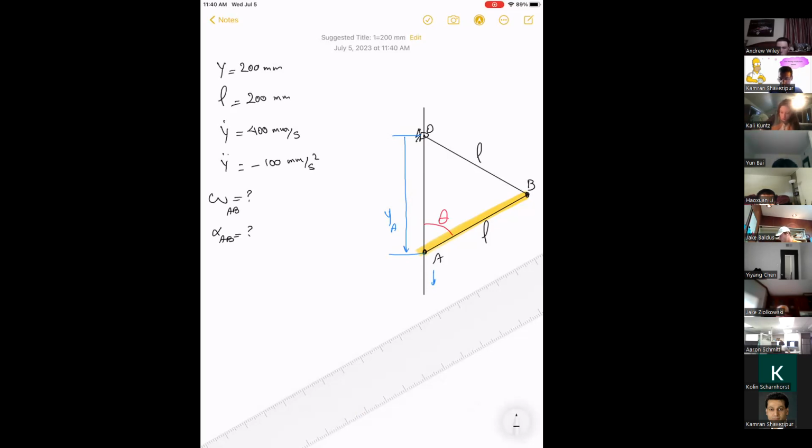Now, look at this geometry here for a second. How can I relate Y, because remember, Y is the input of the problem, right? Y is what I'm given. How can I relate Y to theta using this geometry?